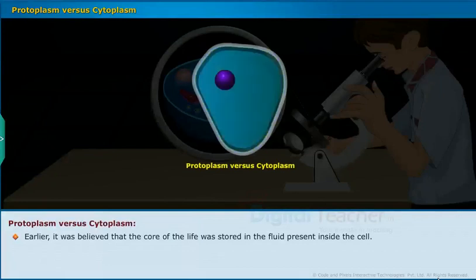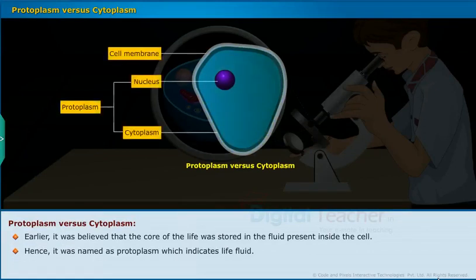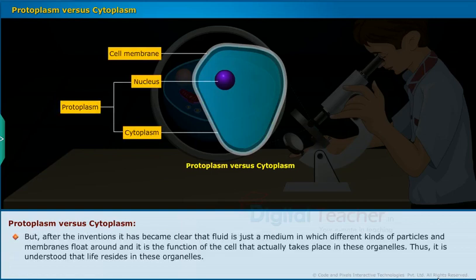Earlier, it was believed that the core of life was stored in the fluid present inside the cell. Hence, it was named protoplasm, which indicates life fluid. But after the inventions, it has become clear that fluid is just a medium in which different kinds of particles and membranes float around, and it is the function of the cell that actually takes place in these organelles. Thus, it is understood that life resides in these organelles.